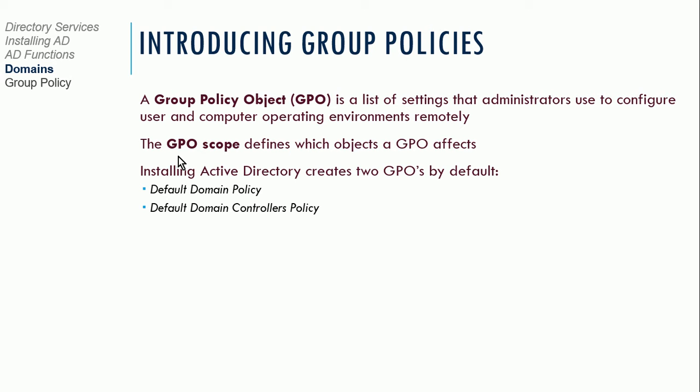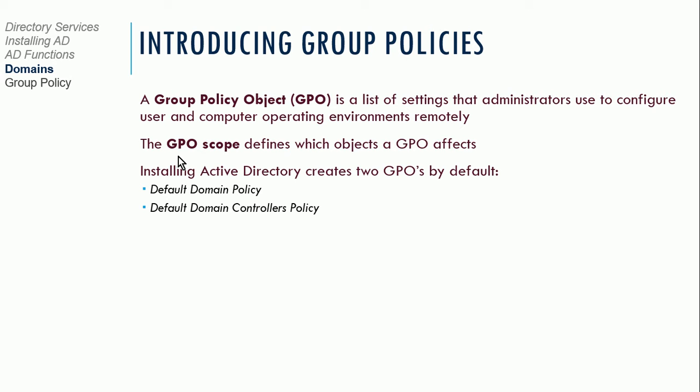And then once that group policy is replicated out throughout the network, no one will be able to plug in a USB stick and be able to use it, at least not without the domain administrator's password, unless you configure it that way. All right, so a GPO scope defines which objects a GPO affects, and those objects, again, could be computers and users. And installing Active Directory creates two GPOs by default. There's the default domain policy and the default domain controllers policy.